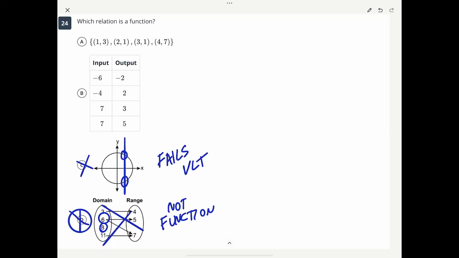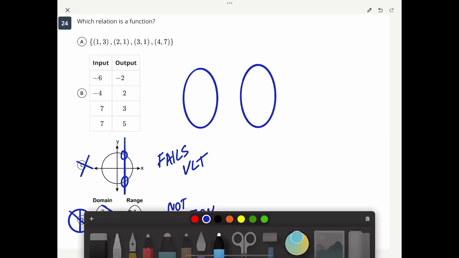Now let's look at B. If we were to do a mapping diagram, I like to do mapping diagrams. The inputs are 6, -4, 7. There's two sevens, but we're only going to put it once. The outputs are -2, +2, 3, 5. And then we're going to map it.